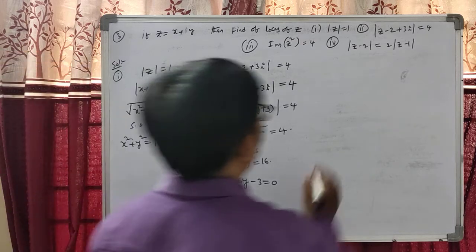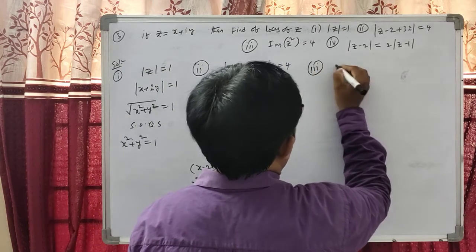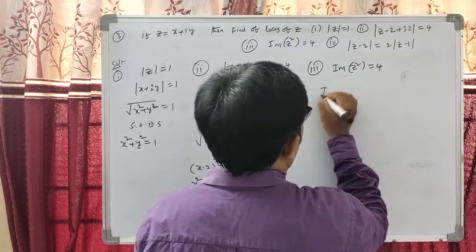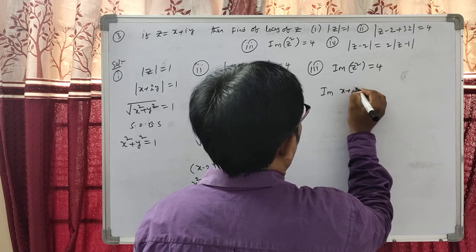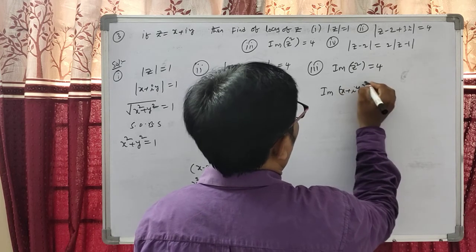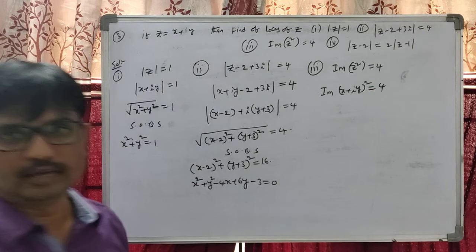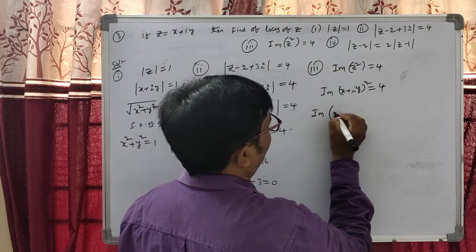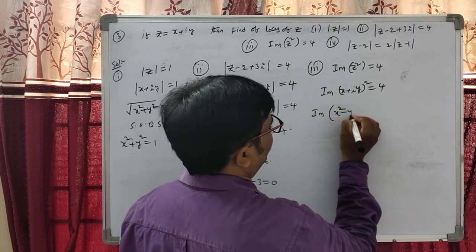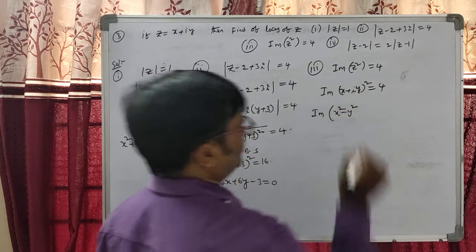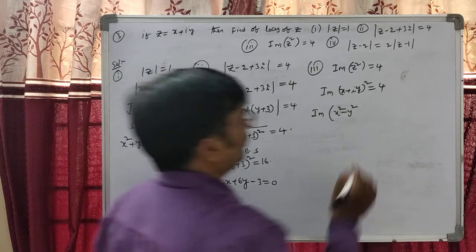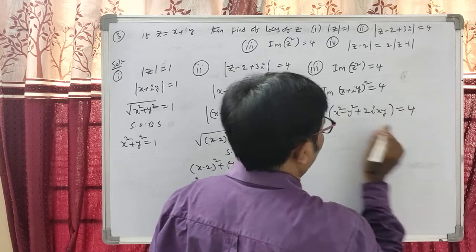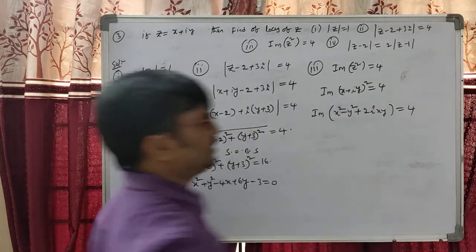After that, students, question number 3. Imaginary part of z square equal to 4. Imaginary part of x plus iy whole square equal to 4. Imaginary part of (a plus ib) whole square: a square minus b square, and here b square is minus y square, since the value of i square is minus 1. So 2ab, that is, 2ixy equal to 4. The imaginary part is the coefficient of i.